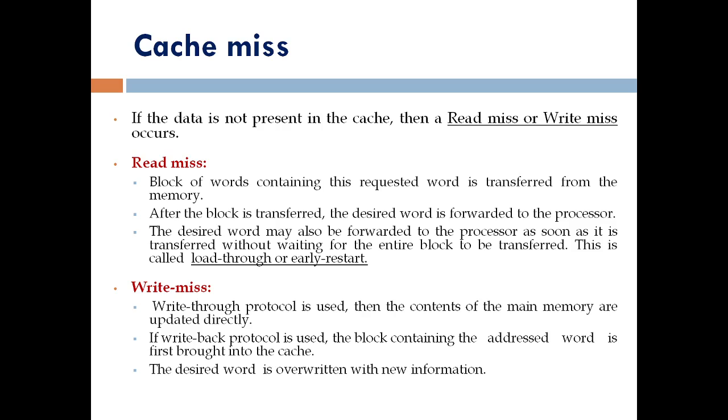For a read miss, the block of words containing the requested word is transferred from the memory. So if that data is not there in the cache memory, then those words should be transferred from the main memory. After the block is transferred, the desired word is forwarded to the processor. The desired word may also be forwarded to the processor as soon as it is transferred, without waiting for the entire block to be transferred. This is called load through or early restart.